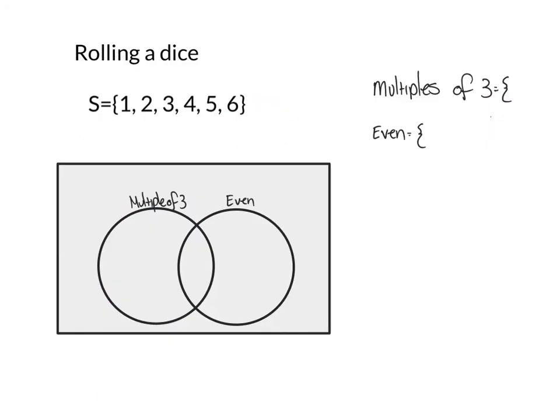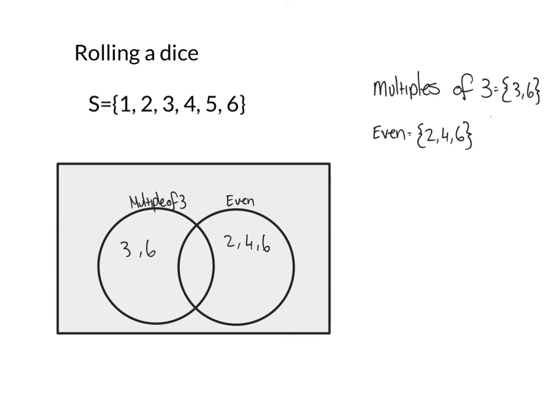Let's have a look at numbers in this set that are multiples of 3. So the multiples of 3 are 3 and 6. And let's also have a look at even numbers. So we've got 2, 4, and 6. So let's fill out a Venn diagram to represent this situation. So multiples of 3, we have 3 and 6. Now even numbers, we have 2, 4, and 6.